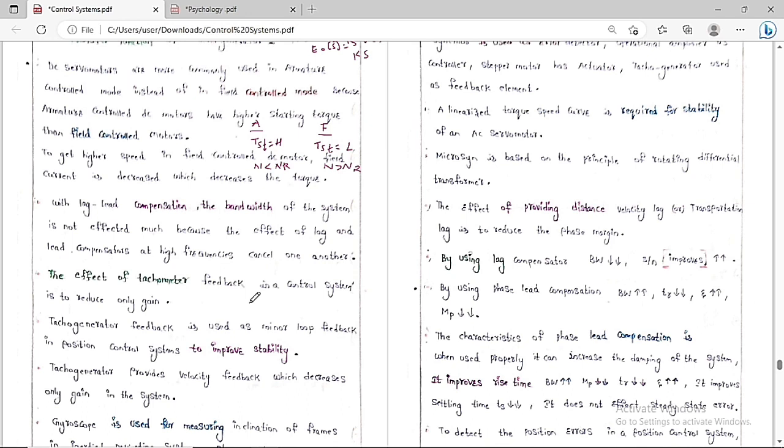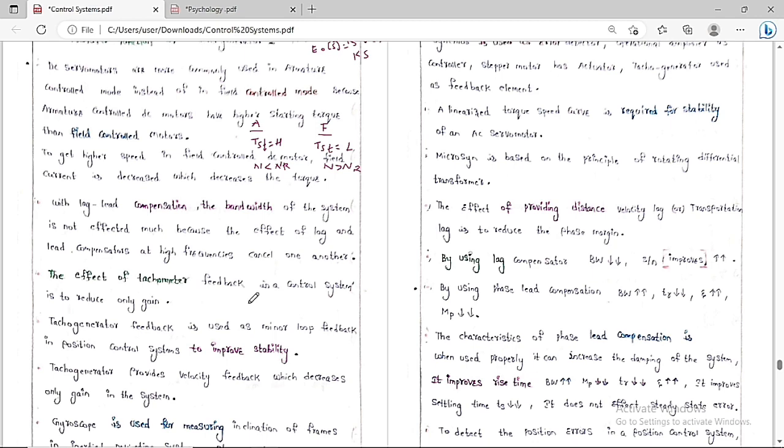It is a minor loop feedback in the case of position control systems. And with the help of negative feedback, we are going to improve the stability. So finally, I can say this tacho-generator is going to provide the velocity feedback, which is going to decrease only the gain of the system because of the negative feedback. So the gain is going to decrease, but the stability is going to increase.